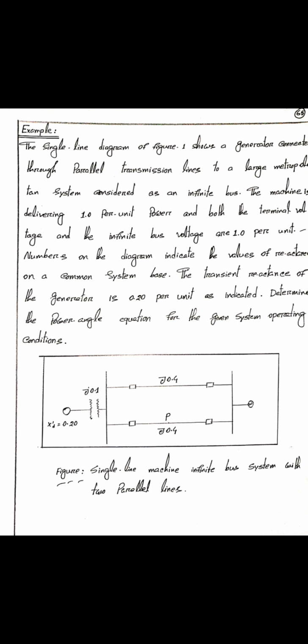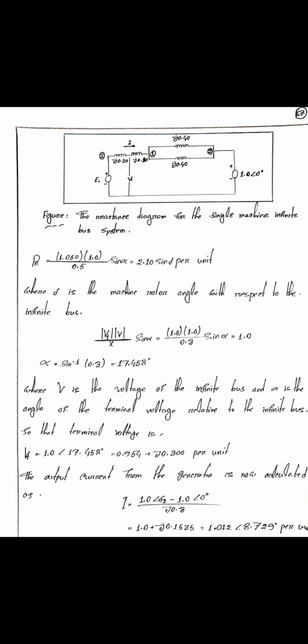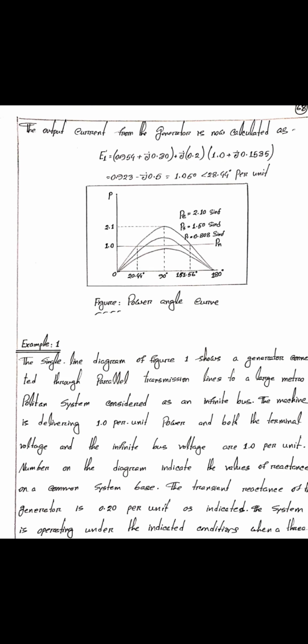Example: single machine infinite bus system with two parallel lines. As a solution, involving the equation P equal P max sin delta, where P max equal modulus E prime 1 into modulus E prime 2 by X. Here is the solution. Figure: the reactance diagram for the single machine infinite bus system. Figure: power angle curve, equation number 2, example number 2.